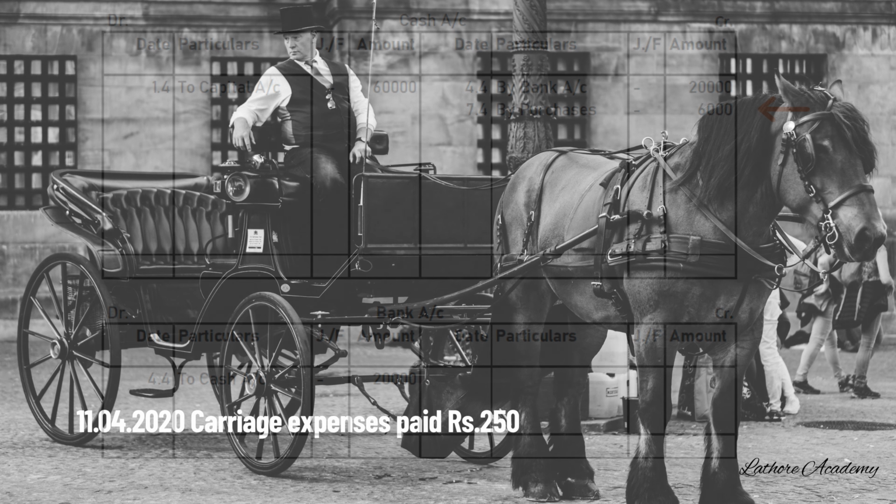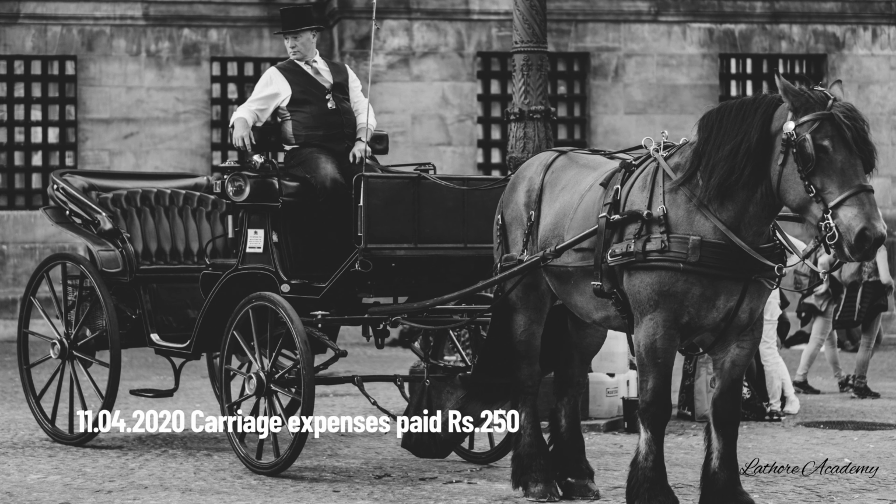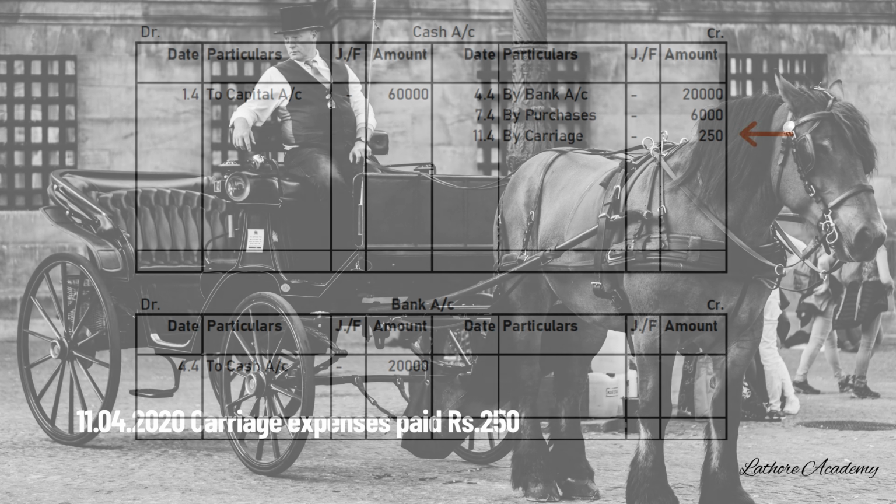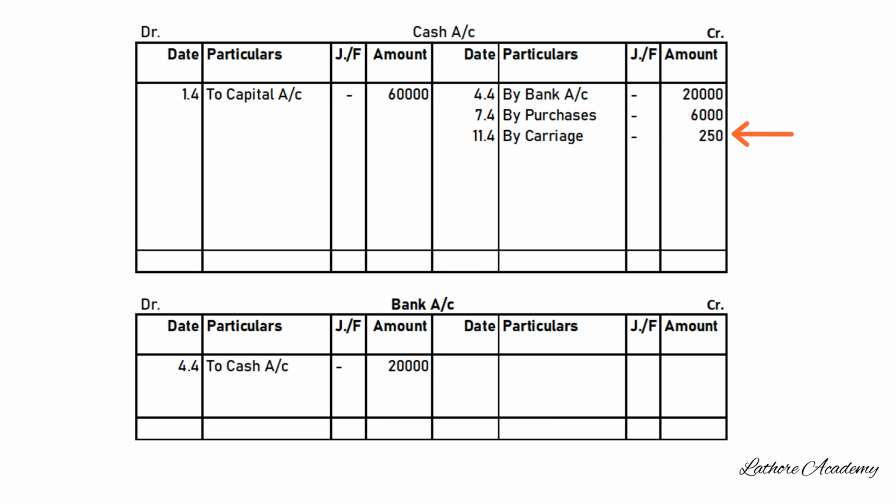Moving on to the next transaction, on 11th April 2020, carriage expenses paid 250 rupees. So journal entry for this transaction is carriage expenses debited to cash account. And cash account has to be credited by carriage account. So on the credit side of the cash account, we have to mention by carriage.